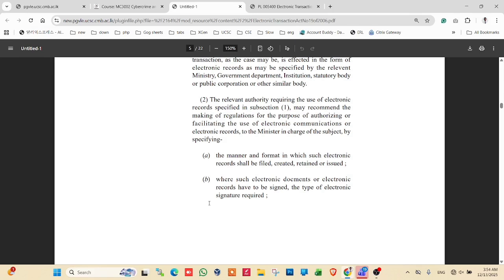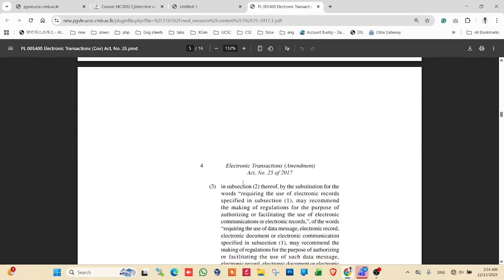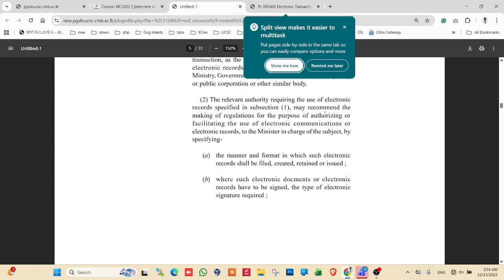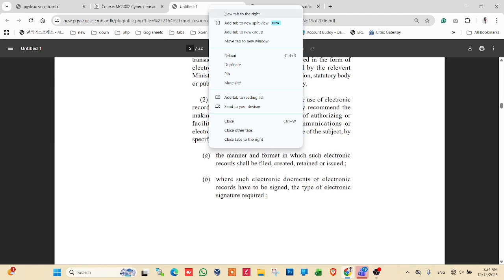Okay, so then let's move to section 2. It says the relevant authority requiring the use of data, message, electronic record. I'm going to just say electronic record for that long message, right? Electronic record specified in subsection 1 may recommend the making of regulations for the purpose of authorizing or facilitating the use of such data, messages and electronic records. So if you can take it electronically, you can make specific regulations for that. That's what section 8 subsection 2 says.